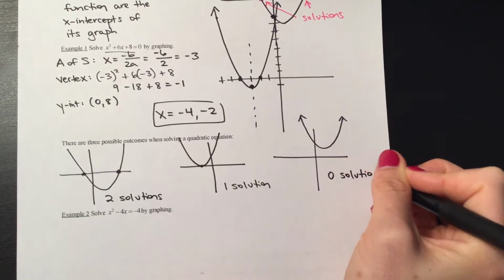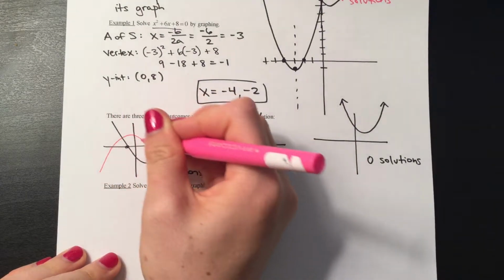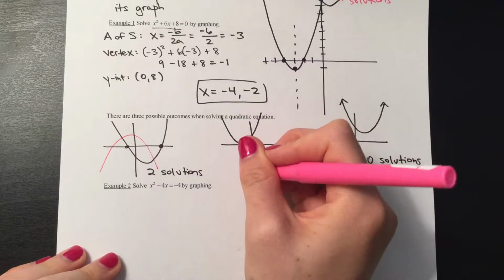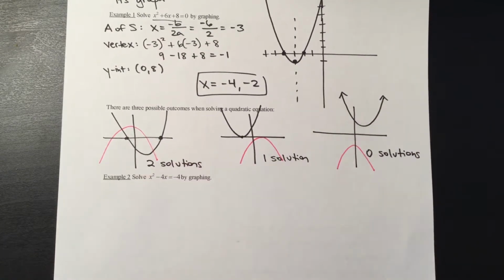And then keep in mind that any of these things could occur as well if your graph is upside down. So, you could have an upside down graph with 2 solutions, you could have an upside down graph with 1 solution, or you could have an upside down graph with 0 solutions. I'm not trying to be partial to the right side up ones, that's just what I happen to do. So they could be right side up or upside down.